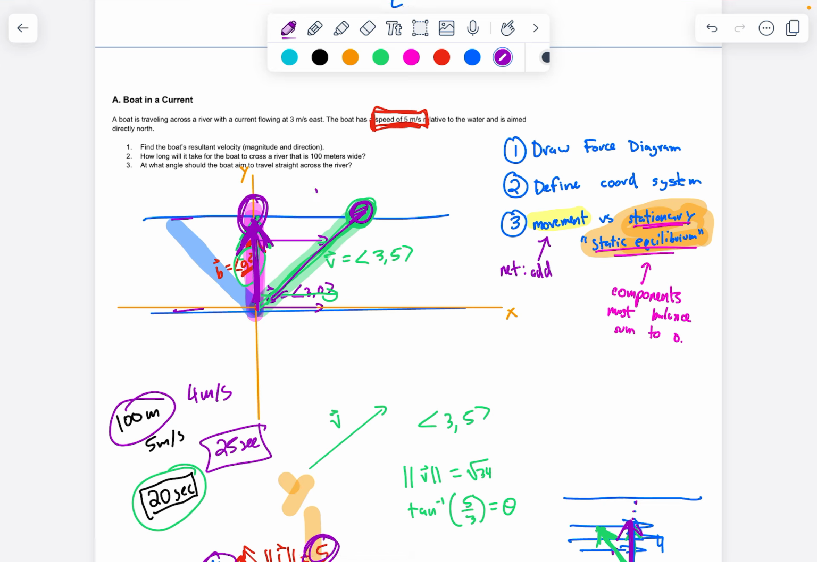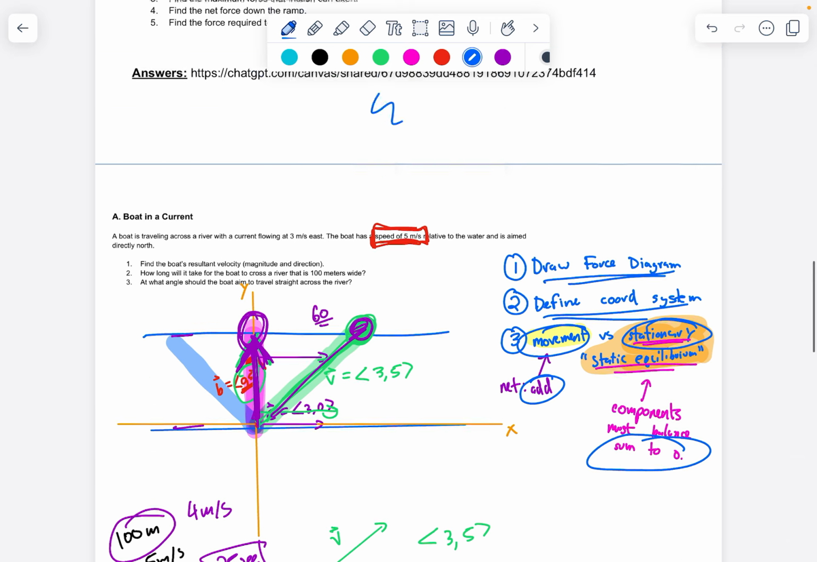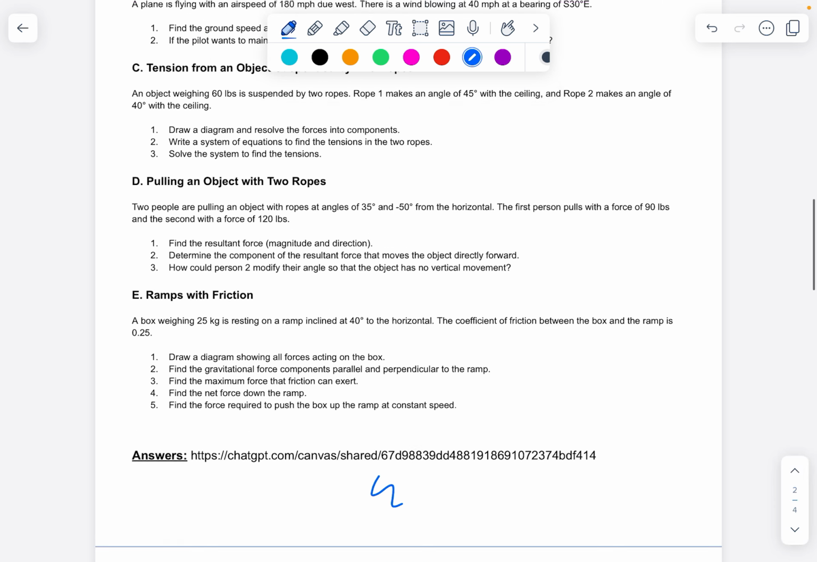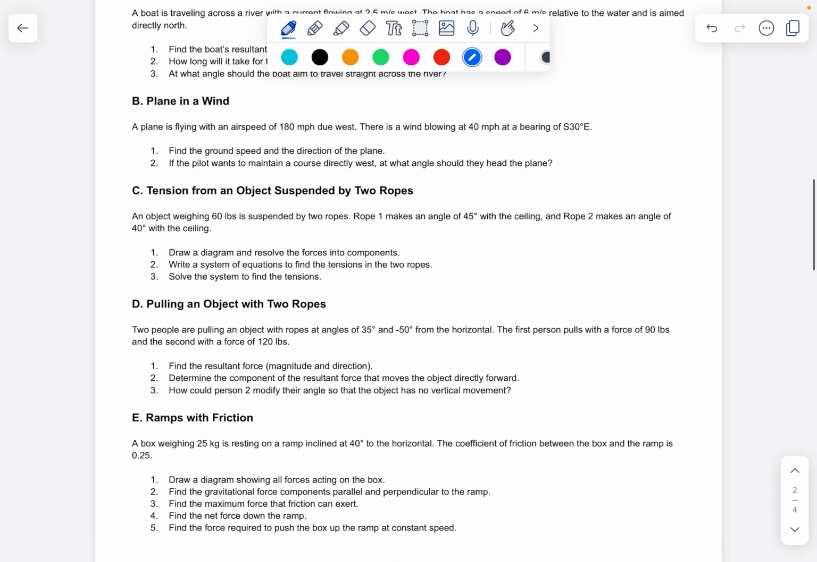In this case, it would have been 60. You can do that math, but whatever. Okay. But our process is essentially this. Draw a force diagram, define a coordinate system, decide what's moving. You can just add those things, decide what's stationary, sum those things to be 0, then put it all together and solve. Okay, so that's a boat current problem, but this really works for basically whatever.